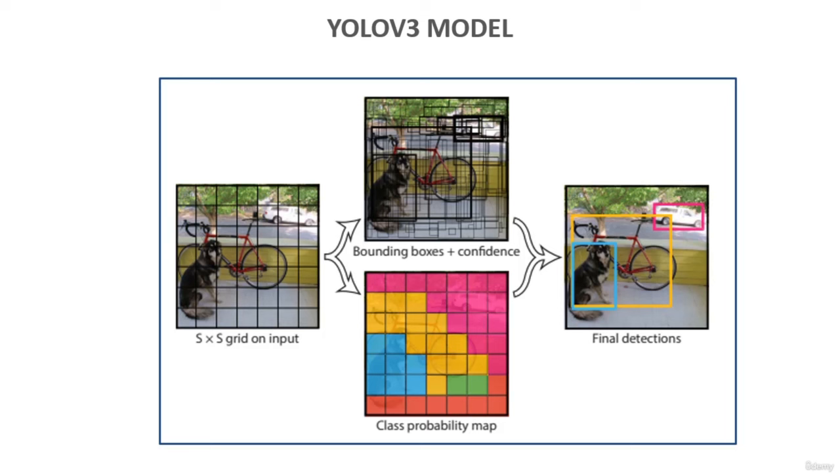YOLO V3 predicts an objectness score for each bounding box using logistic regression. So, if the bounding box prior, that is the anchor, overlaps a ground truth object more than others, then the corresponding objectness score should be 1. For other priors with overlap greater than a predefined threshold, where my default is 0.5, they incur no extra cost. So, we can see that each ground truth object is associated with one bounding box prior only. In case a bounding box prior is not assigned, it incurs no classification and localization loss, just the confidence loss on the objectness. Thus, YOLO V3 makes 3 predictions per location, and each prediction consists of a bounding box, objectness, and class scores.